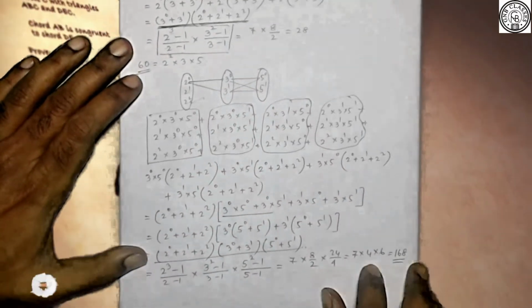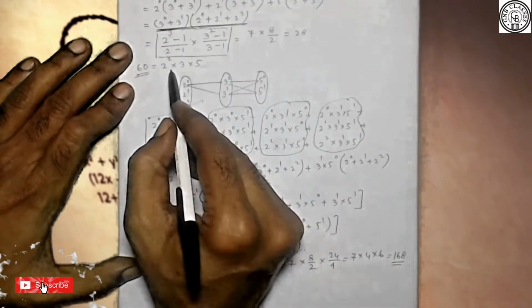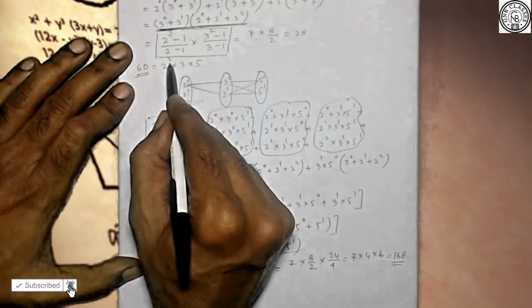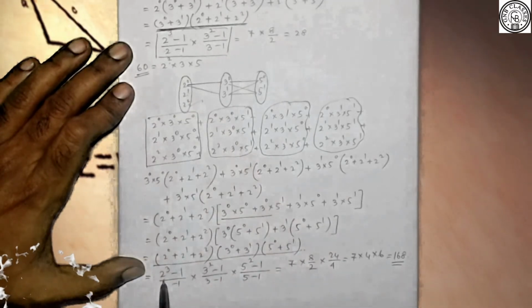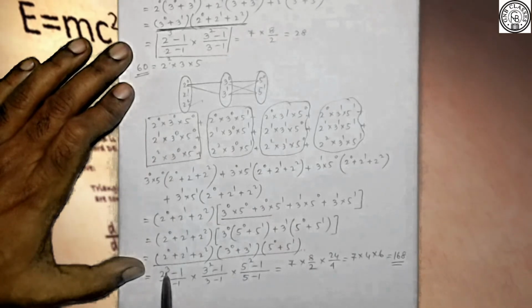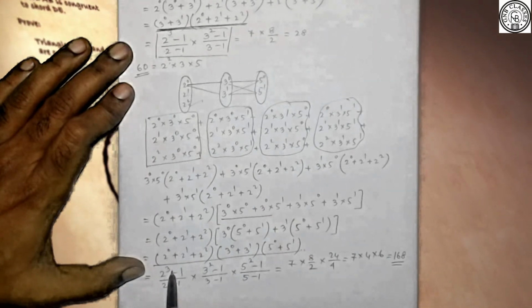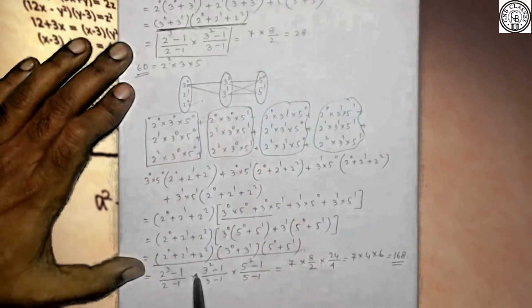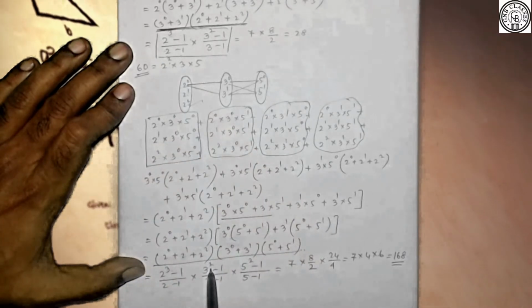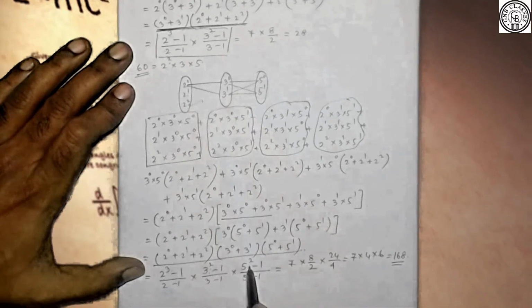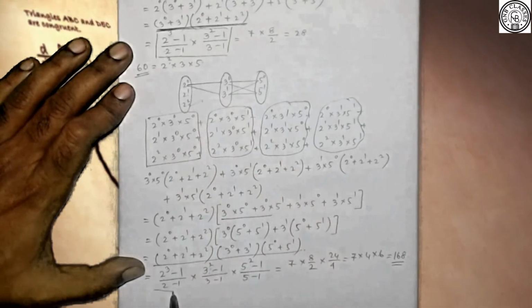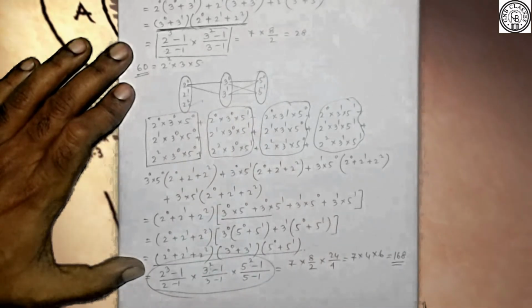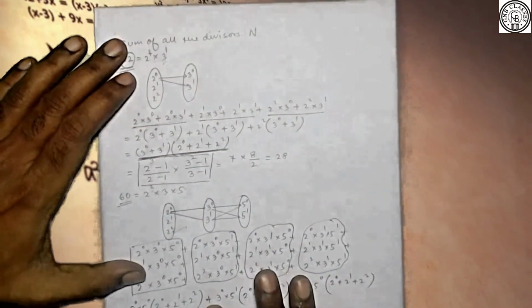See this one, what we have done. Here the exponent of 2 is 2, so we got 2 to the power 3, that is 2 plus 1. Same thing with 3: here the exponent is 1 and I have written 1 plus 1. Similarly for 5, it is 1 plus 1. So what are we actually getting out of it? We can write, look at it carefully.